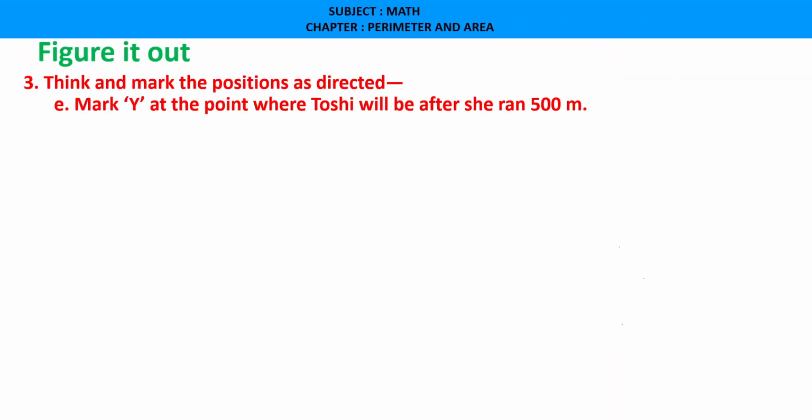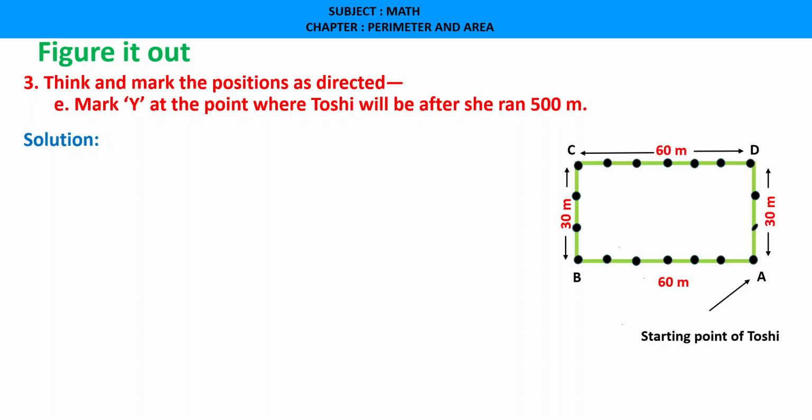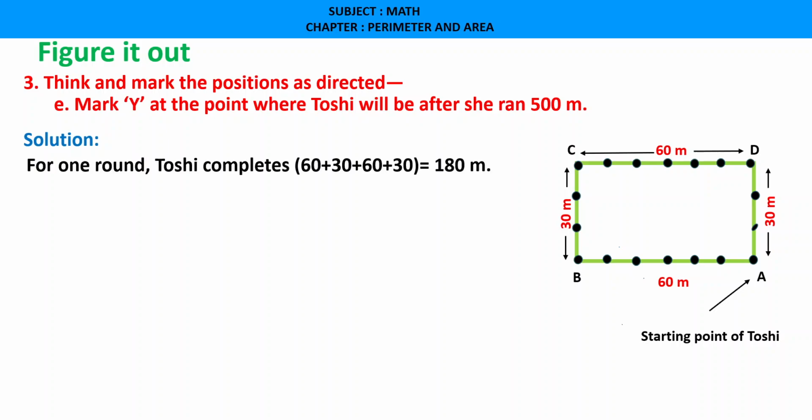Let us see subsection E. Think and mark the portions as directed. Mark Y at the point where Toshi will be after she ran 500 meters. Let us take the starting point of Toshi as A. The track followed has length 60 meters and width 30 meters. We have to calculate the position Toshi will be at after completing 500 meters.